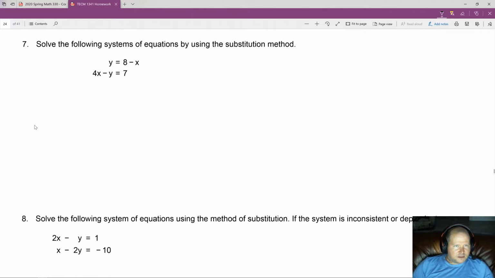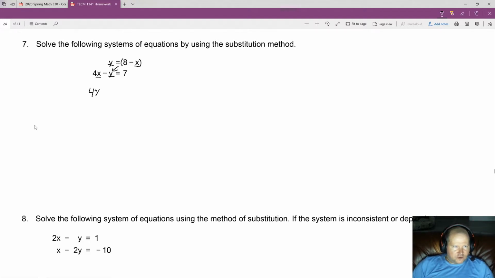Solve the following system of equations by using the substitution method. The way we would do that is we would simply solve for one of the variables. So we could solve for this x, or this y, this x, this y, or this x, and then substitute that into the other equation. Now in this case, since y is already being solved for 8 minus x, I'm going to use that. So wherever I see a y in the other equation, I'm going to plug in 8 minus x.